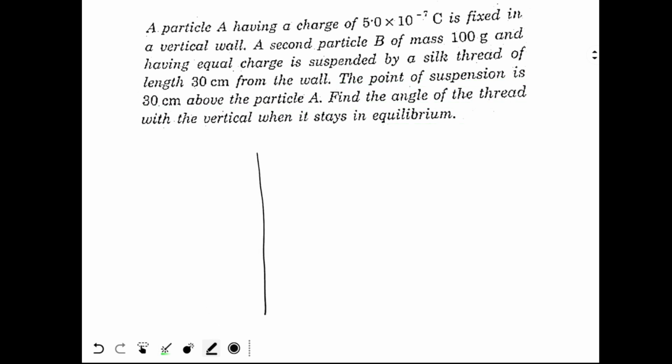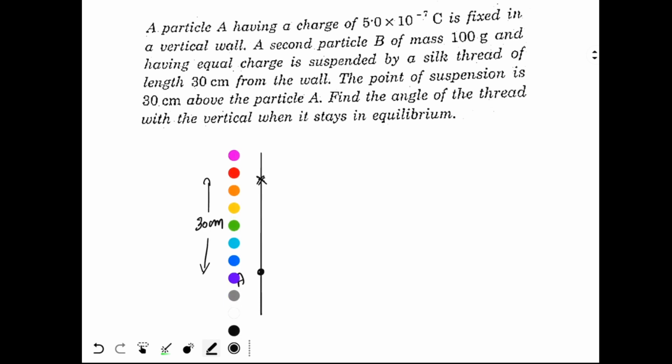So we have a vertical wall over here. This is your particle A, and here is a point of suspension. This height is 30 centimeter. Now we have a silk thread again of length 30 centimeter, and we have particle B over here. This is the particle B. So the silk thread is also having a length of 30 centimeter. This is also 30 centimeter. So we have to find the angle theta made by the thread with the wall. So let's try.